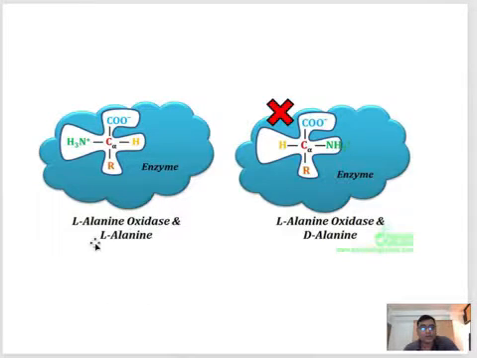For example, L-alanine oxidase. This is the enzyme L-alanine oxidase. It only reacts with L-alanine, not with D-alanine. L-alanine and D-alanine are both alanine, but this enzyme, L-alanine oxidase, only recognizes L-alanine. So this is stereospecificity. This enzyme only recognizes this steric structure of alanine, the L structure.